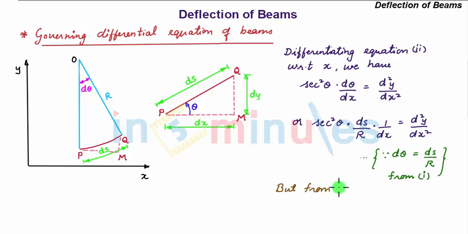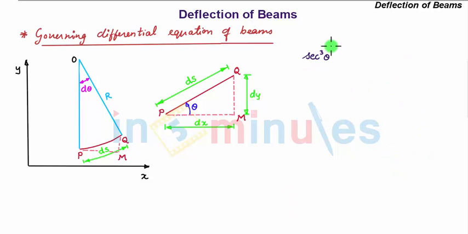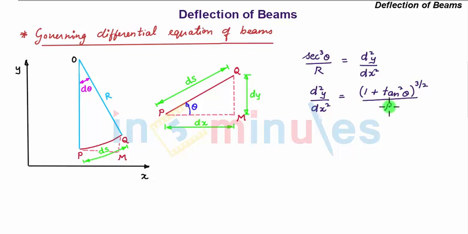But from triangle PQM we know that ds by dx is equal to sec theta. So substituting ds by dx equal to sec theta in this equation, we have sec cube theta by r is equal to d square y by dx square. So we can write d square y by dx square is equal to, now writing for this sec cube theta as (1 plus tan square theta) to the power 3 by 2 upon r.